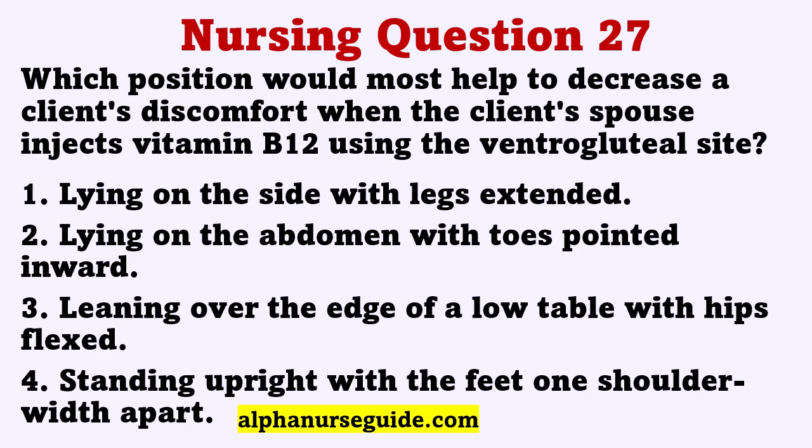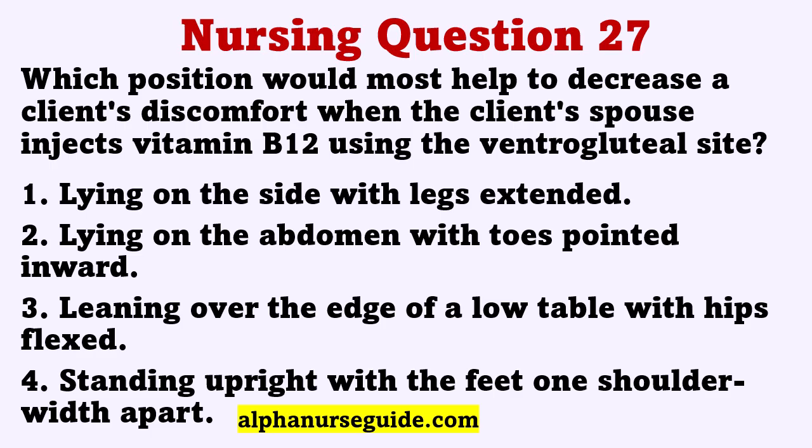The correct answer is 2. Lying on the abdomen with toes pointed inward. To promote comfort when injecting at the ventrogluteal site, the position of choice is with the client lying on the abdomen with toes pointed inward. This positioning promotes muscle relaxation, which decreases the discomfort of making an injection into a tense muscle.